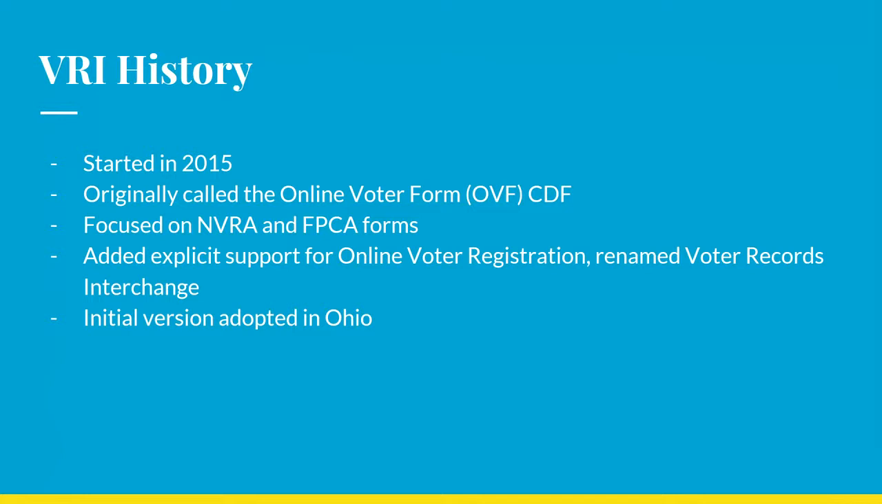But before too long, we realized that we needed to support online voter registration in an explicit way, and we renamed the format to Voter Records Interchange to reflect that. The initial version was adopted in Ohio, back when I worked for the Secretary of State's office in Ohio, in 2017, and is available through their online voter registration portal.